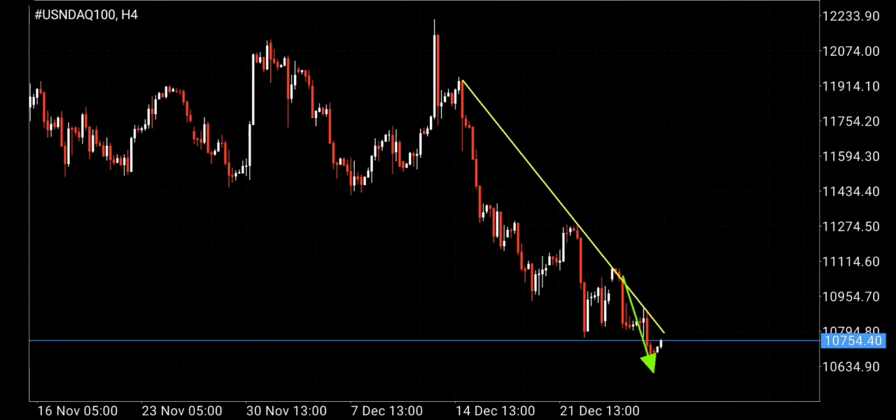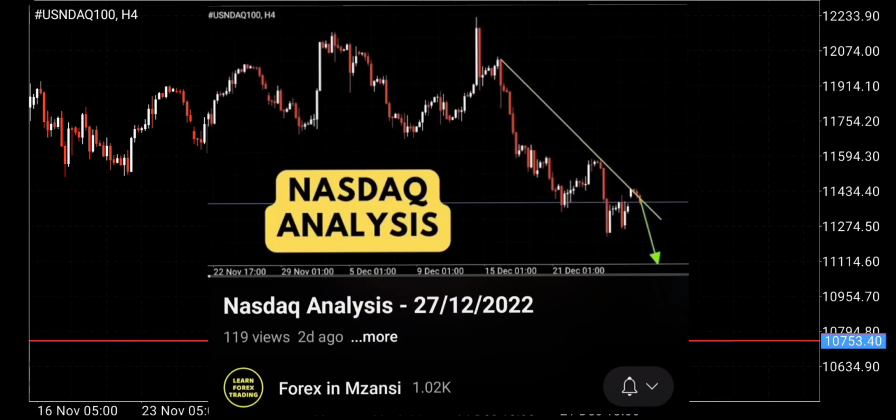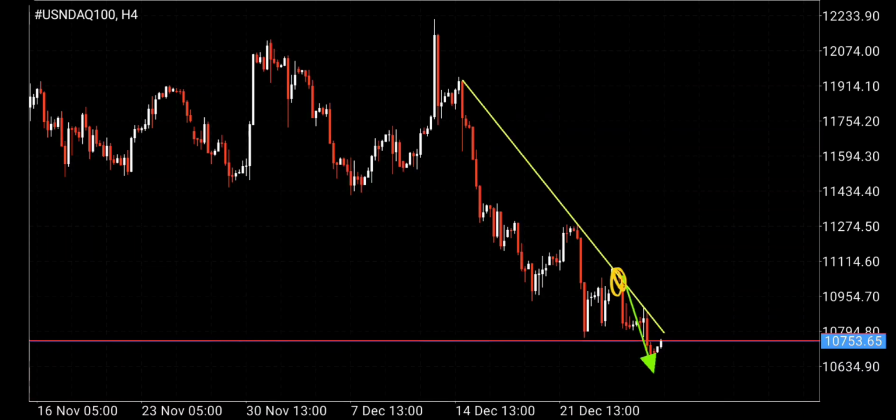Today we're just gonna have another analysis on Nasdaq because I wanted to do a follow-up analysis on what we had 2 days ago, right? So our prediction was, as you can see from the drawings here, that the price is gonna react and then drop all the way to the downside, and you can see it did exactly that. If you don't believe me, you can go and watch the video that I posted 2 days ago, and you will see all the reasons why we came to that conclusion.